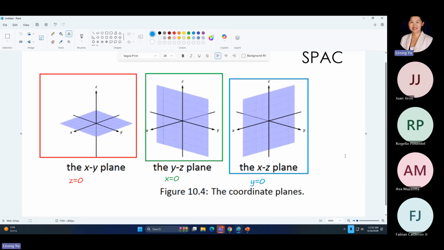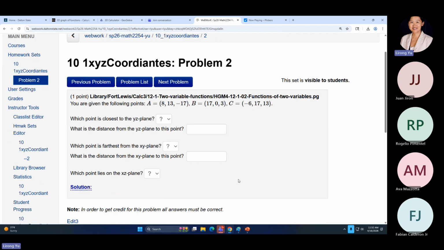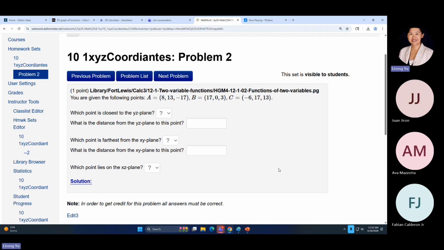Okay, this brings out another thing about distance to a plane, and we had that question in the homework set. Maybe we should talk about this one. We were given 3 points A, B, C. The first question asks which one of these points is closest to the YZ plane. If you want to study the distance from a point to a plane, you have to know what is special about that plane. For example, the YZ plane is represented by x equals 0, right?